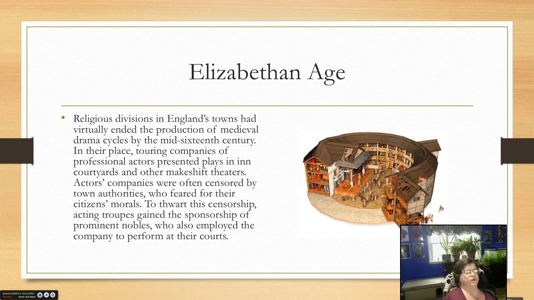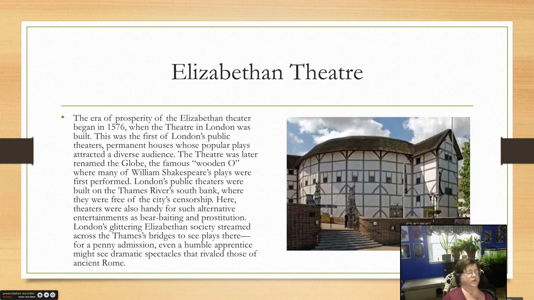So basically they sought protection by having rich people subscribe to them and have them under their employment as official entertainment. The biggest one, of course, being Elizabeth, who ends up being the patron of Shakespeare. So the years of prosperity of Elizabethan theater began in 1576 when the Theatre of London was built. This was the first public theater with a permanent house, a permanent fixture, where popular plays would attract diverse audiences, and civilians and average people could come in and pay a small fee.